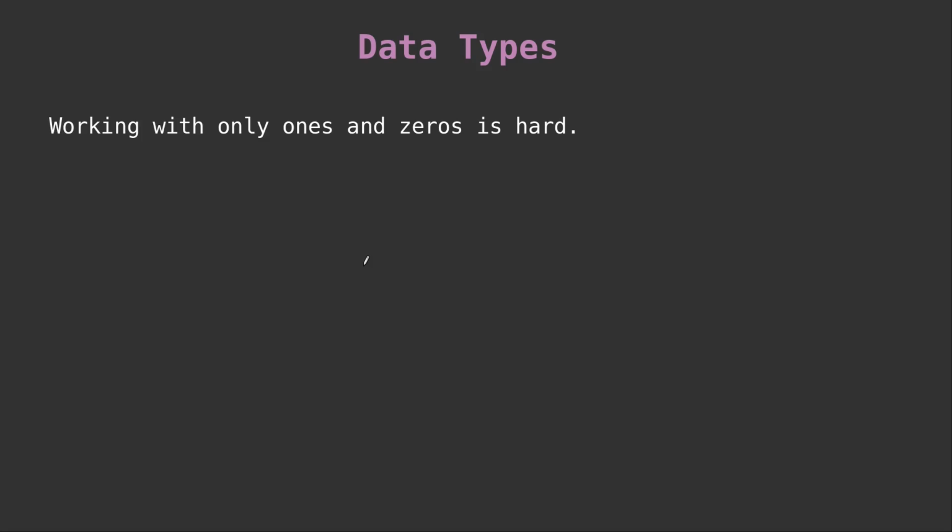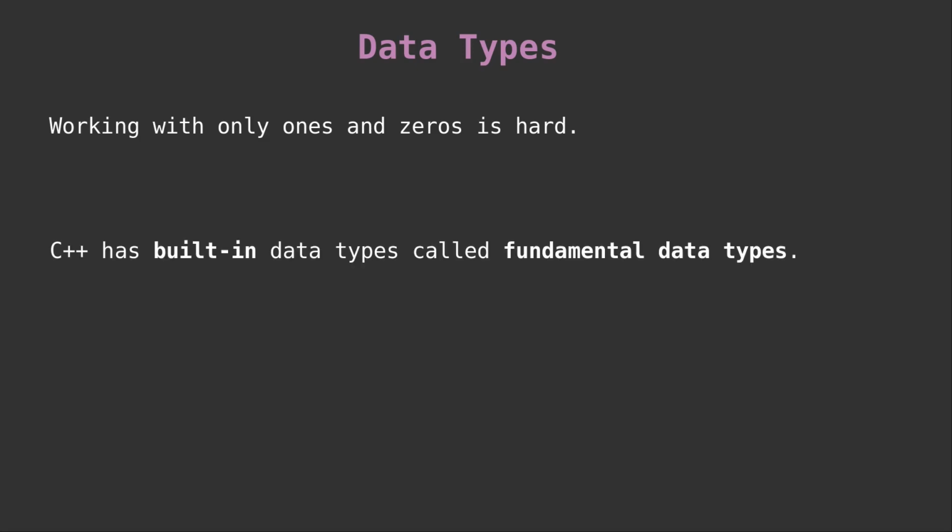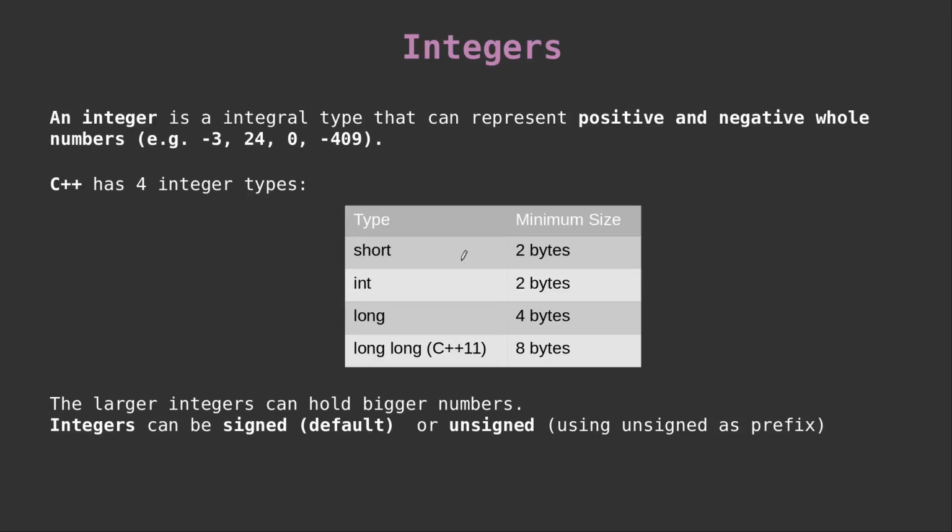Okay, so because working with zeros and ones is not intuitive and quite hard, we use data types to tell our compiler how to interpret this data. C++ has some built-in data types called fundamental data types. In this video, we'll be introducing some of them. Okay, let's get started. So, the first data type is called an integer.